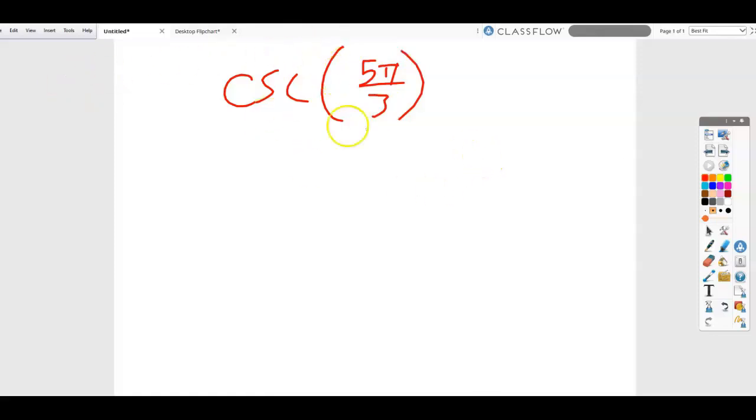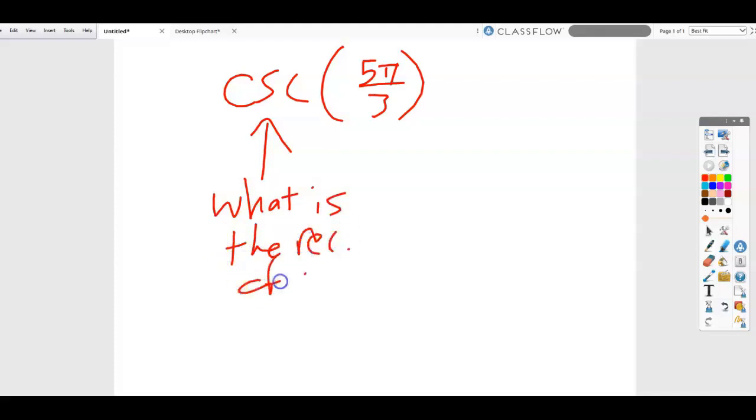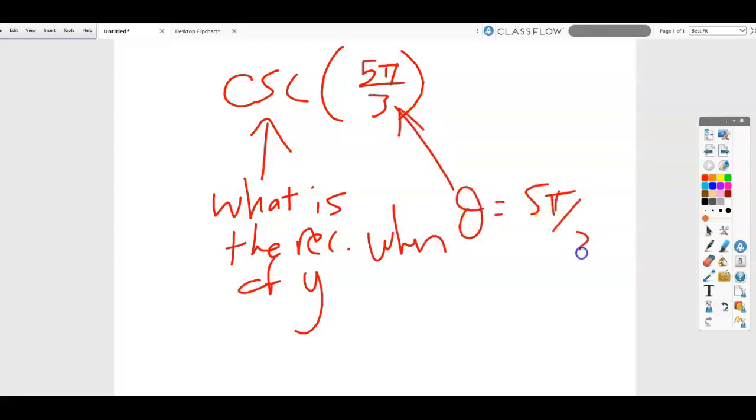Well, since cosecant is the reciprocal of sine, which I wrote on another page somewhere else, what that means is we're going to find what the sine value is, the y value, and take the reciprocal of it. So what is the reciprocal of y when theta equals 5 pi over 3?